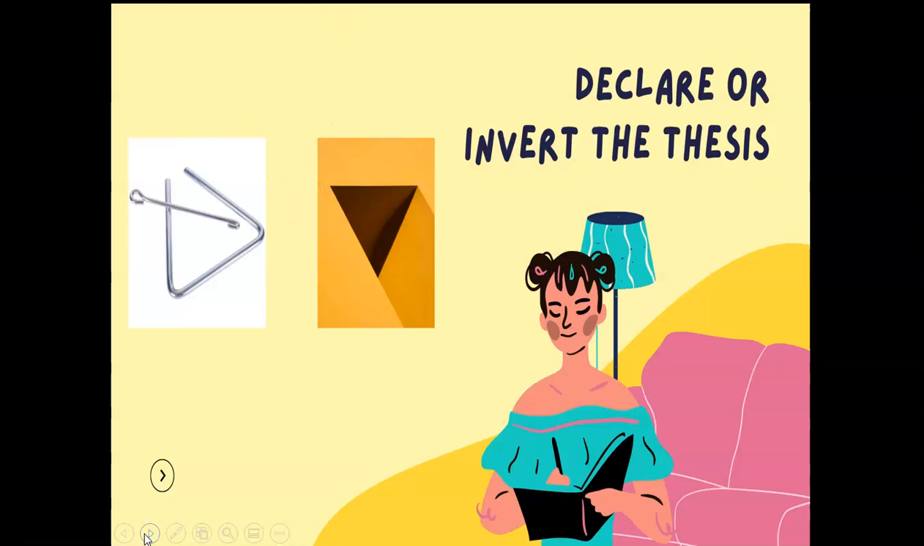Here's the kicker. My kids know two ways to do it. They can declare the thesis or they can invert the thesis. So let's start with declaring. Look at this triangle here, upside right, the musical triangle. When you declare, you start with your thesis. Just out of the gate, boom, drop your thesis, and the rest is context and background.